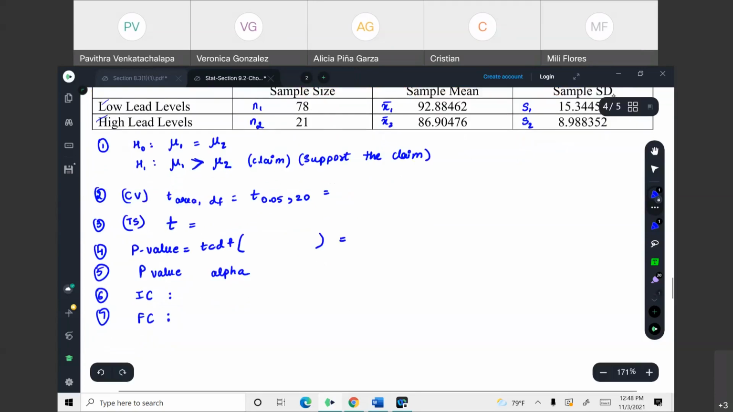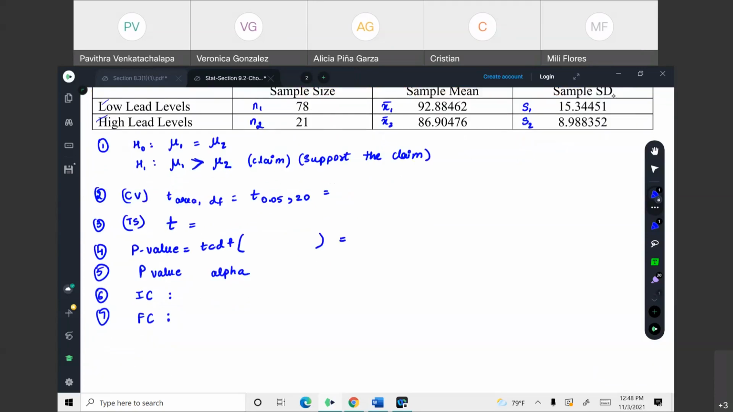Okay, next is to find the critical value, the t-score. So you have the area as 0.05. df is your degree of freedom, that is n minus 1. So since sample 2 gives you the smaller df, we use 21 minus 1, which gives you 20. That's why I have 20 here. Now, what is the value if you calculate this in your calculator? 1.725, and it's negative.